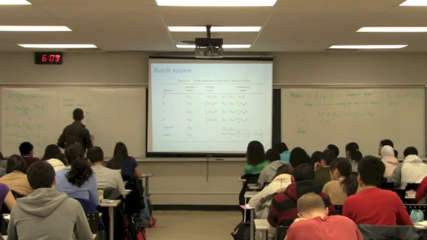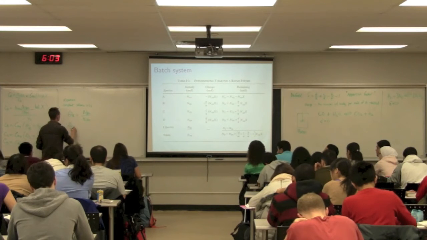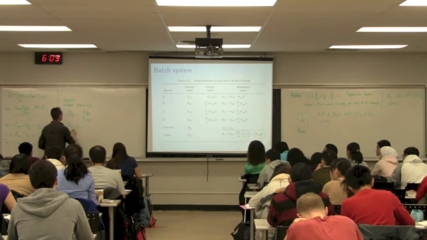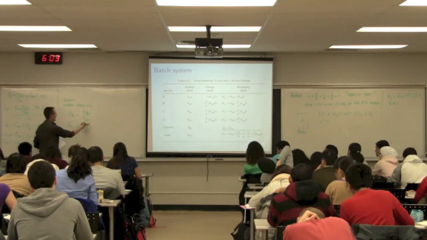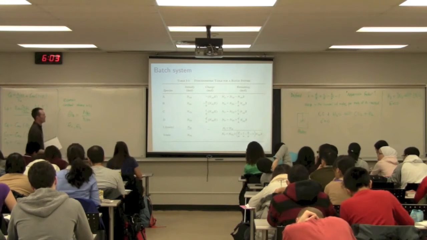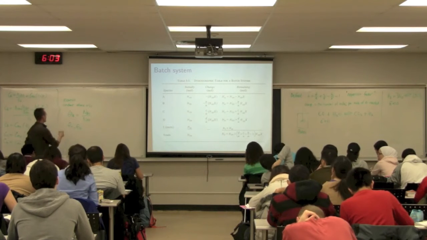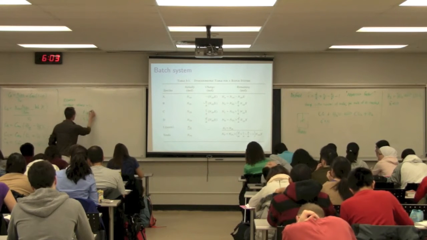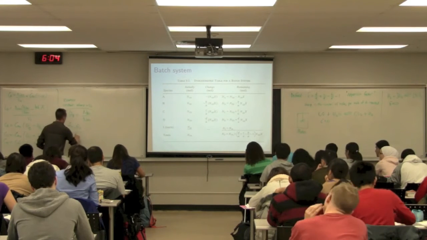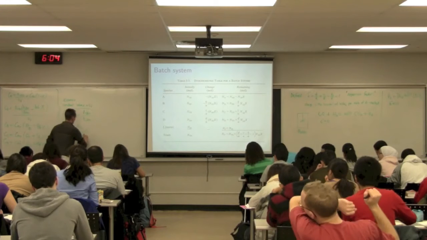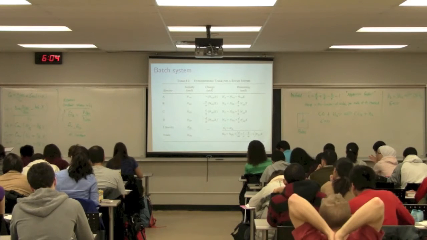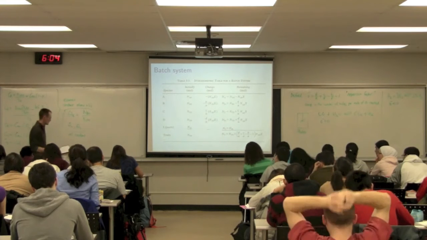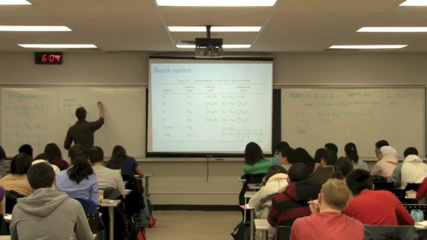And recognizing that theta B, theta C, theta D are all constants. So NB naught is a constant, NA naught is a constant, all the others are initial conditions, these are all constants. So by doing this, we've achieved our goal of expressing the rate in terms of temperature and conversion.